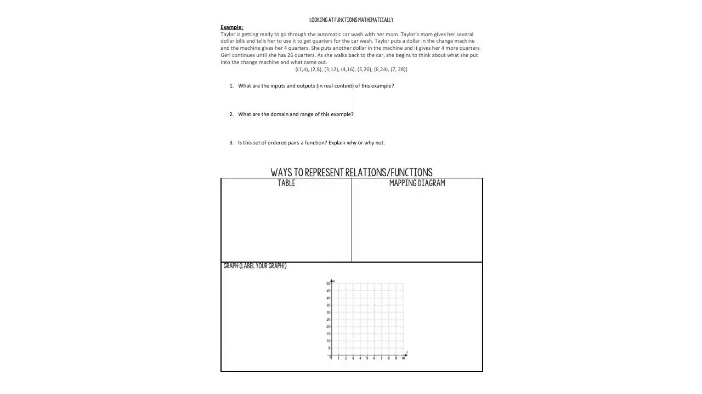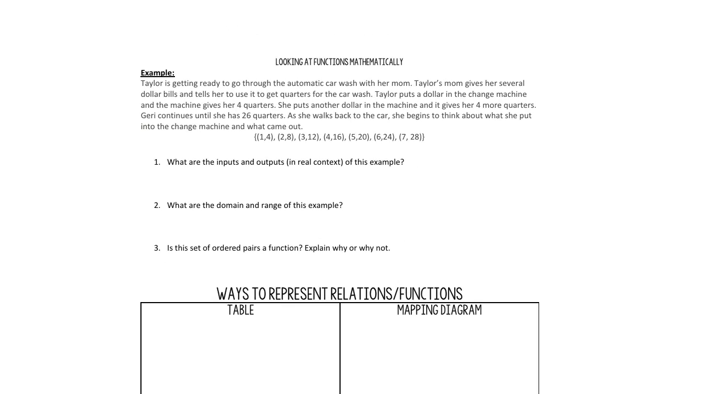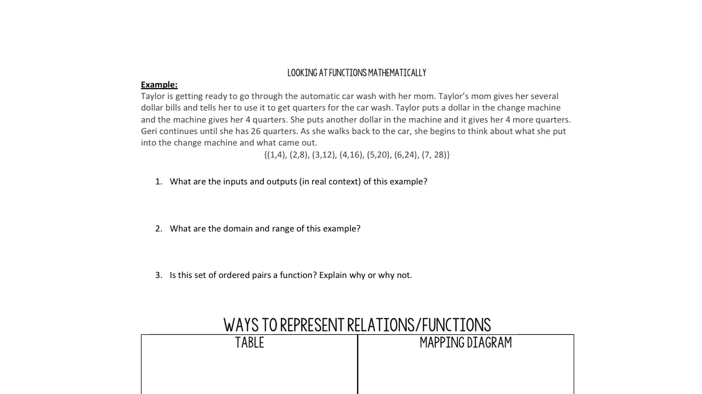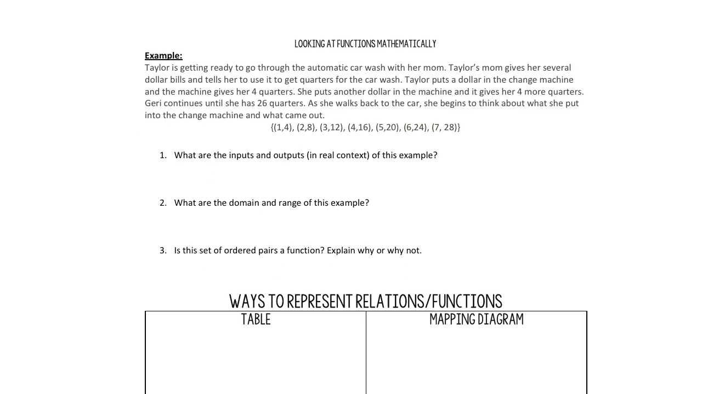All right, let's take a look at a word problem talking about domain and range. We have Taylor, and she's getting ready to go through the automatic car wash with her mom. Taylor's mom gives her several dollar bills and tells her to use it to get quarters for the car wash. Taylor puts $1 into the change machine, and the machine gives her 4 quarters. She puts another $1 in the machine, and it gives her 4 more quarters. I should say Taylor, not Jerry. Taylor continues until she has 26 quarters.